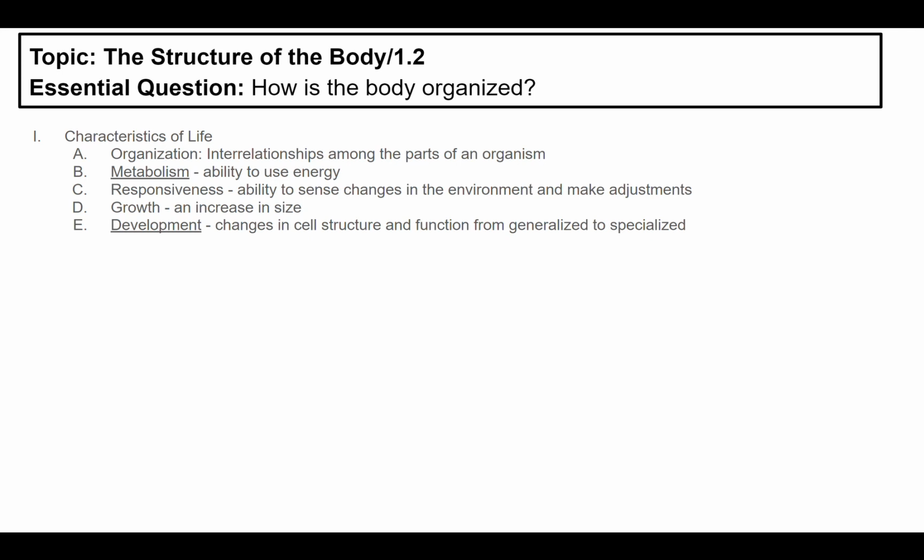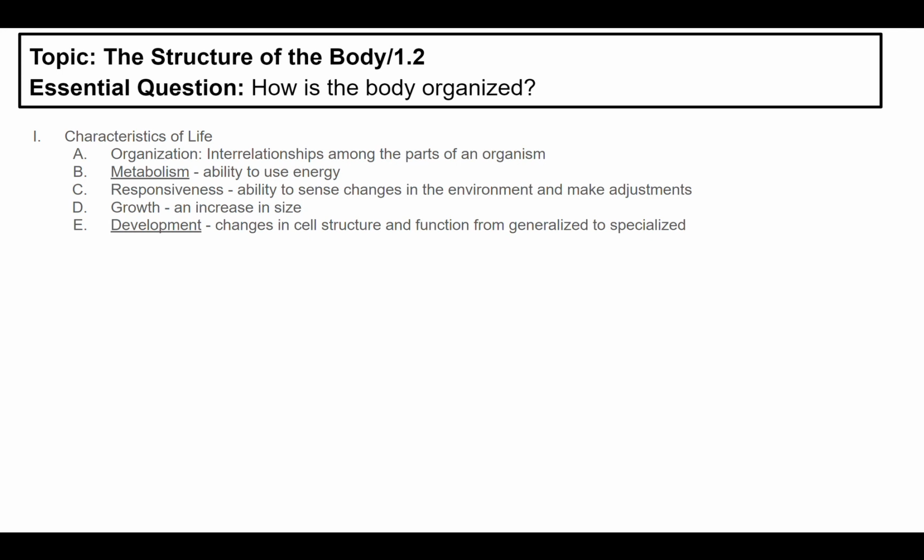So the characteristics of life, this again is a review from biology, but to be considered a living thing, it must have these five characteristics. The first one is organization. We just spent the last video talking about how organisms are organized according to the different levels, starting with the cell on up to the organism. So having that interrelationship among the parts is one of those characteristics of life. If you're trying to consider if something is living or not, if it has organization in its parts, then that is definitely one characteristic.